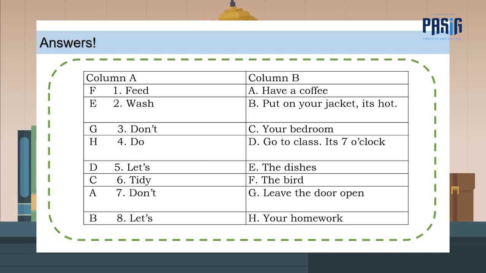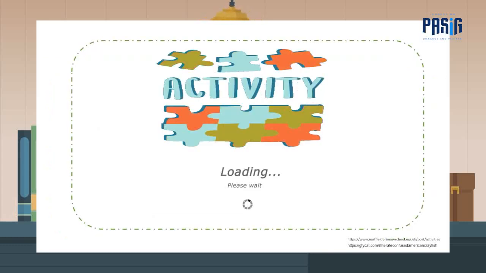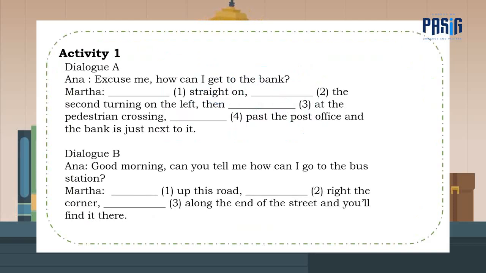It's hot. This time, let us answer our activity 1. Complete the following instructions with these verbs: go, take, turn, across. Dialog A. Anna: Excuse me, how can I get to the bank? Martha: Blank straight on, blank the second turning on the left, then blank at the pedestrian crossing, blank past the post office, and the bank is just next to it.